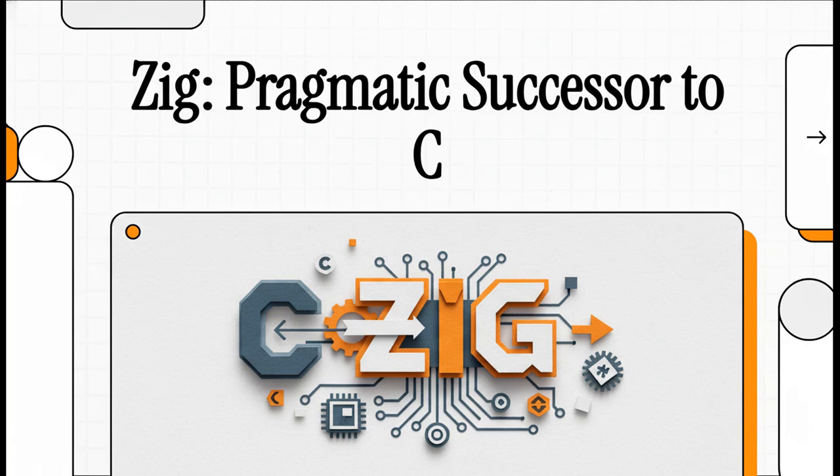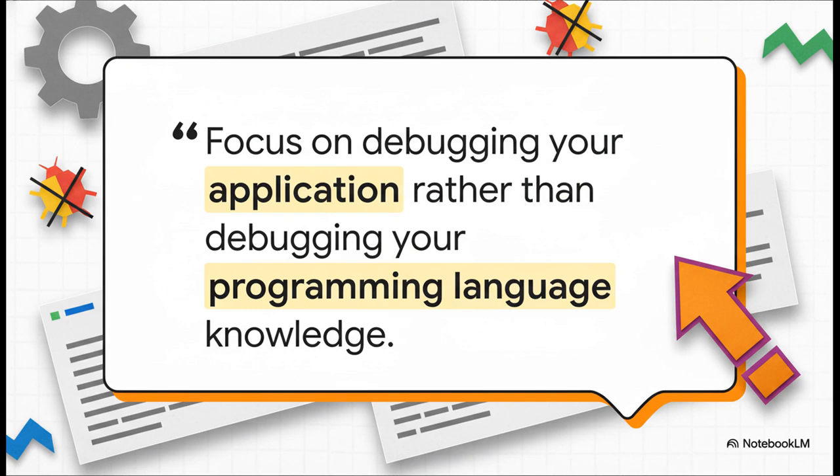Today we're going to talk about Zig, a programming language with a pretty bold ambition, to be the true successor to C. But what does that actually mean in a world already crowded with powerful languages? Let's dive in. And right here, this one sentence, it's pretty much the key to understanding the whole thing.